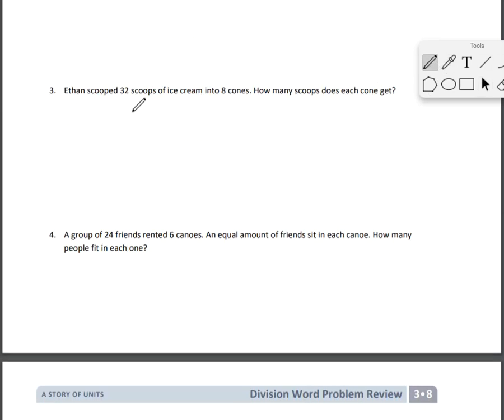All right, problem number 3. Ethan scooped 32 scoops of ice cream into 8 cones. How many scoops did each cone get? All right, hopefully Ethan will share some of his ice cream with us. 32 divided by 8. This is one of the ones that we want to know automatically. We open it up and our brain is like, yes, I've got this.